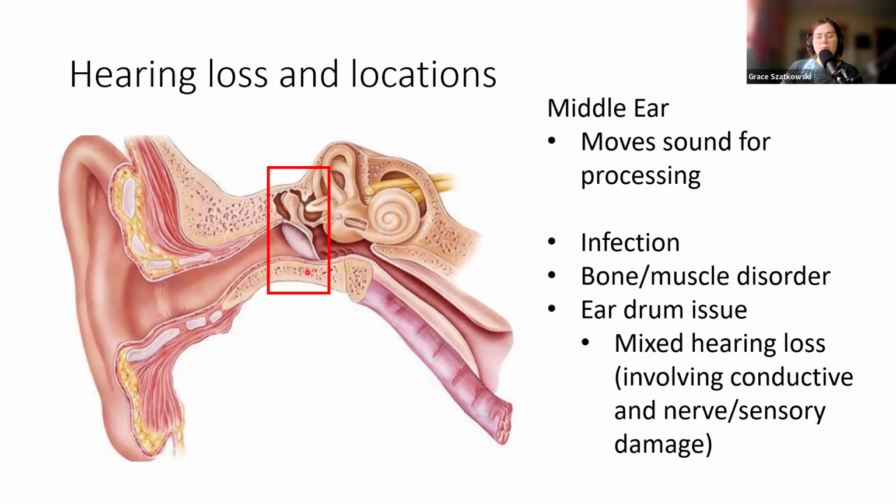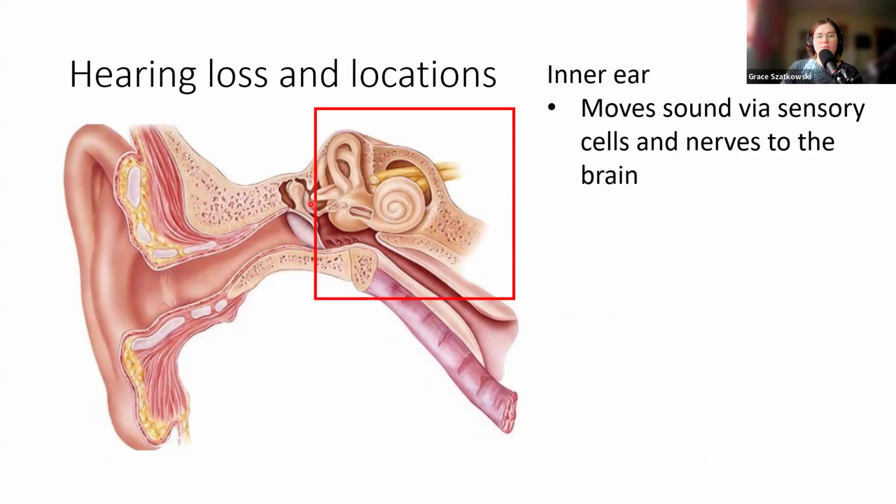Usually, damage around this area is known as a mixed hearing loss, meaning there is a mix of conductive, so sound can't conduct through this area, with some involvement of nerve issues as well. So it's like two things going on at once.